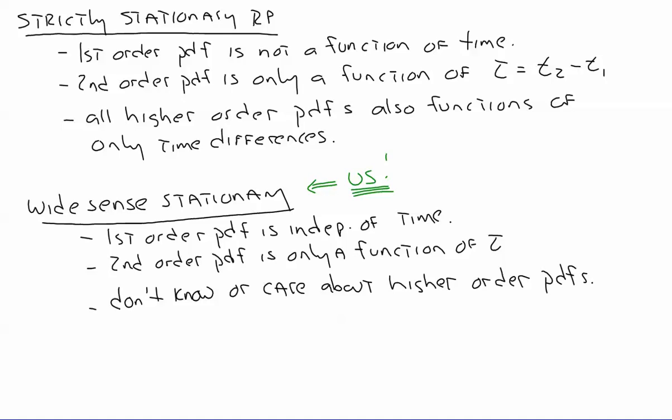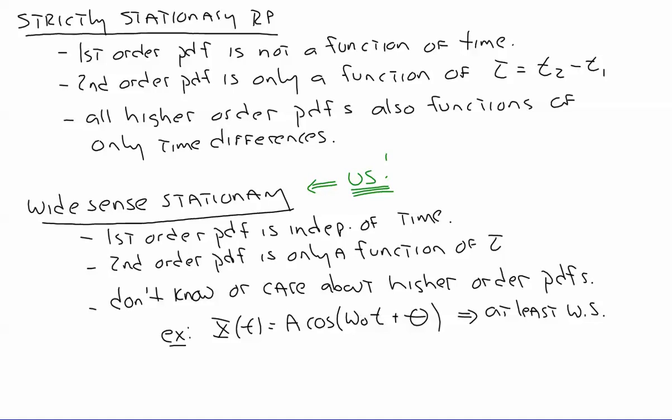All right? Our random process that we talked about in the past couple of video lectures, x of t equals a cosine of omega naught t plus a random phase theta, where theta is a random variable that's uniform on 2 pi, is at least wide sense stationary. We'll examine that a little more through some examples later on. Frankly, I don't have any idea what the third, fourth, fifth, or higher order probability density functions look like. They may or may not be functions of only time differences. I just don't know, and really I don't care.